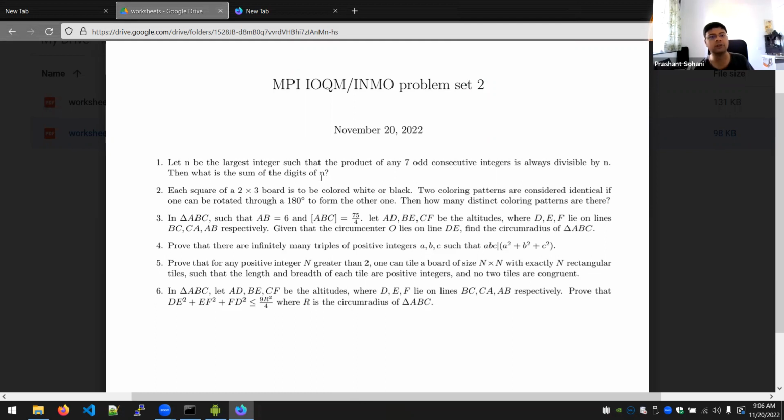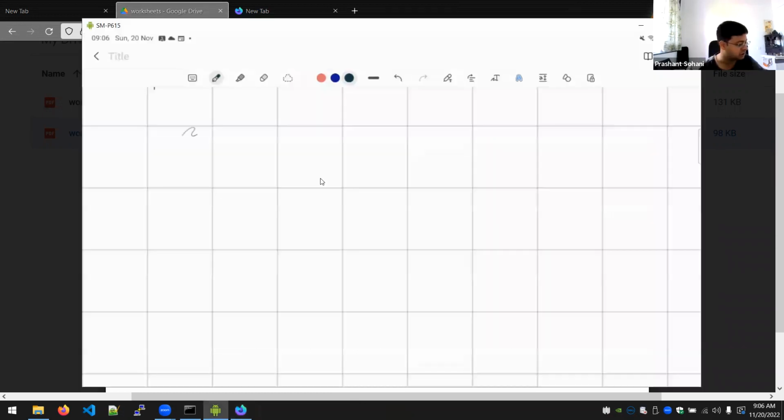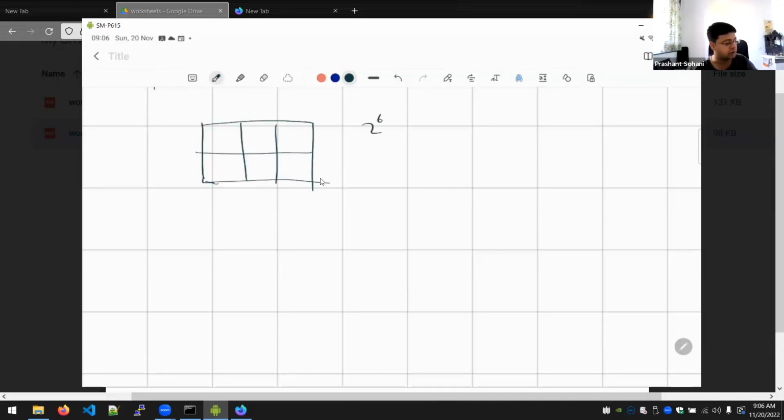So in this case, for example, it's a 2x3 board that is given. So you have 6 squares available to color white or black. Under no other condition, just allowing you to color anyhow you want, obviously the answer is 2^6, right? There are 64 possible ways to color all the squares white or black. But now the additional condition given is that if you have two colorings such that one can be rotated to form the other, then they are supposed to be considered equivalent.